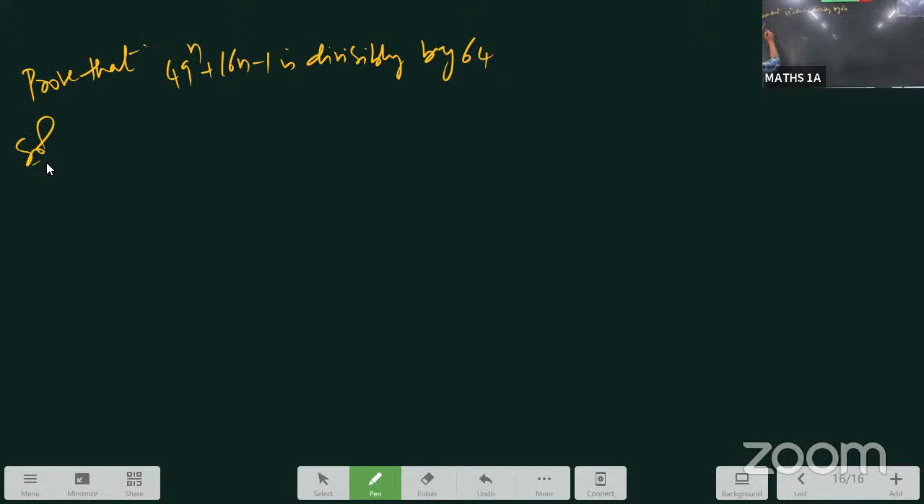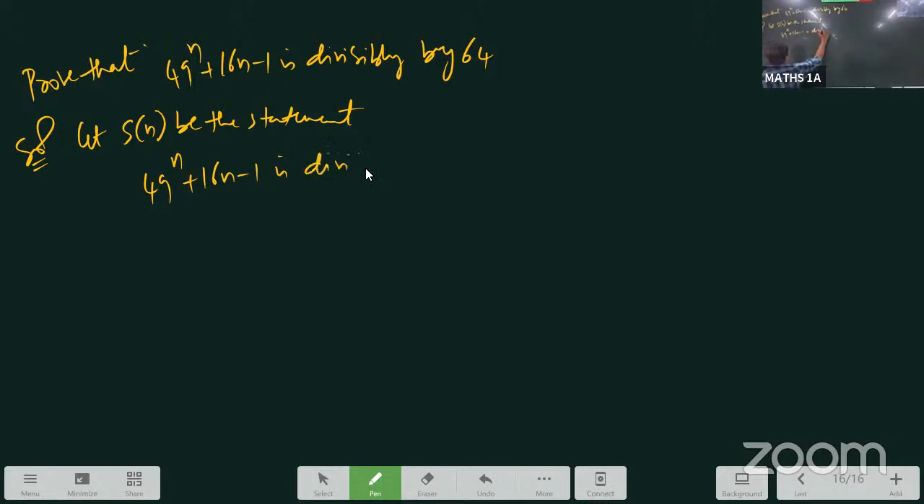See the solution. Let S of n be the statement. This is a different way of doing the sum. Let S of n be the statement: 49 power n plus 16n minus 1 is divisible by 64. So this is just the statement.